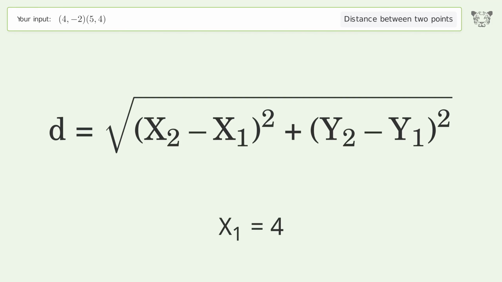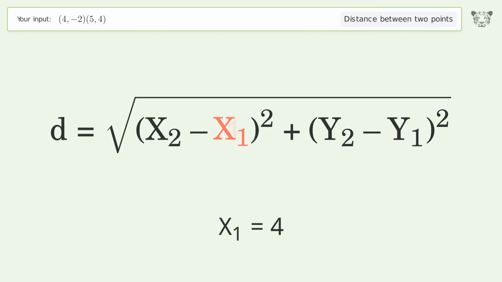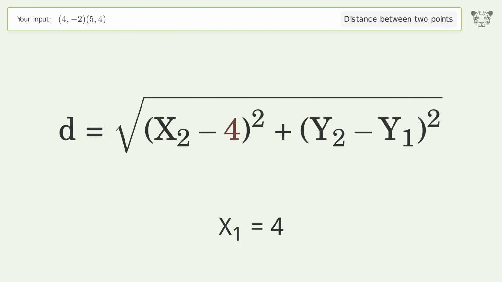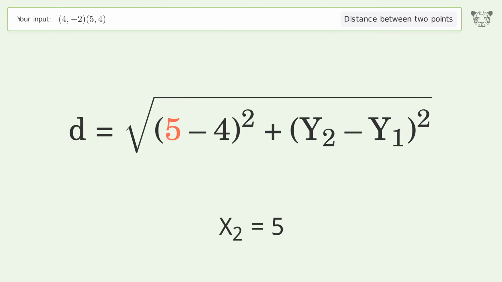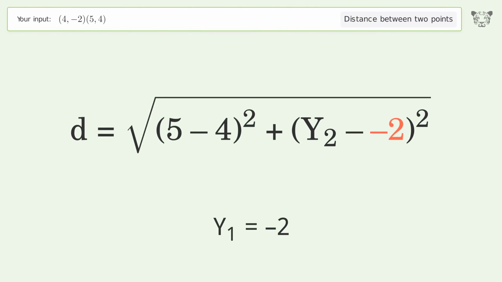x1 equals 4. x2 equals 5. y1 equals -2. y2 equals 4.